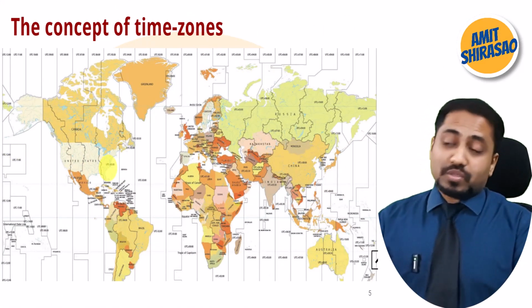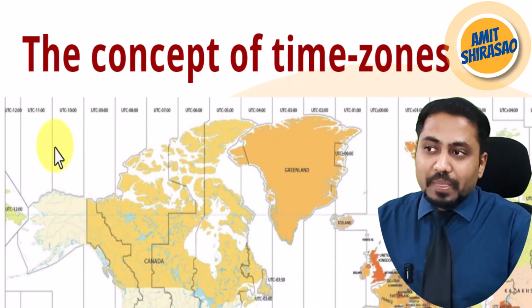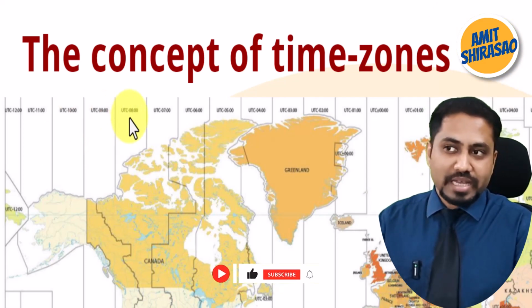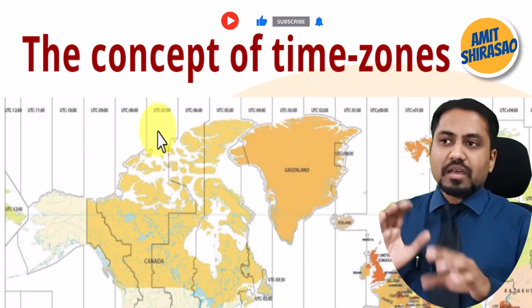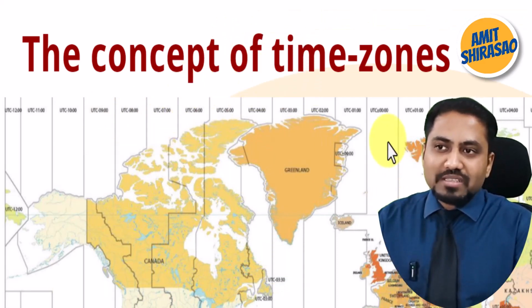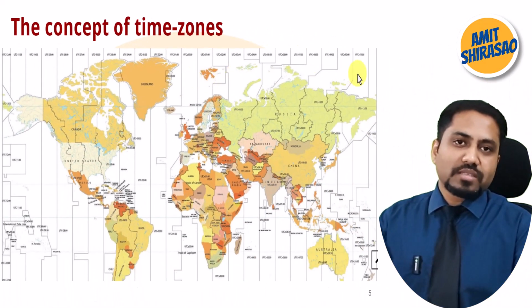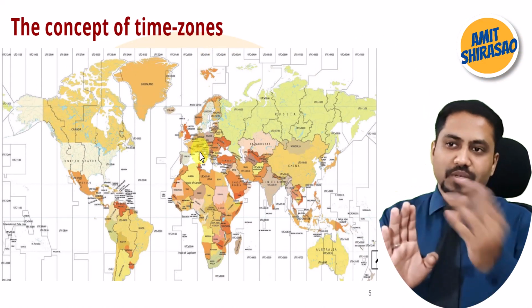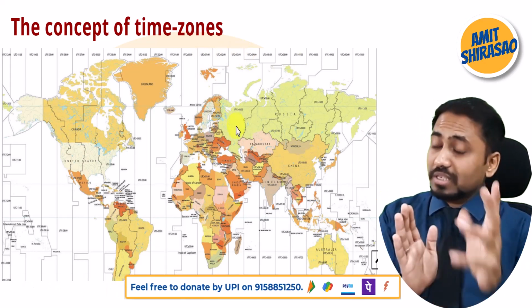Now, the concept of time zones. This is a very important concept, guys. See, if you understand, UTC minus 10 hours, UTC minus 9 hours, UTC minus 8 hours. So these are stripes, okay? And this one stripe is called UTC. All the stripes towards its right are adding hours to it. Like this stripe is saying UTC plus 1 hour. This stripe is saying UTC plus 2 hours. This one is saying UTC plus 3 hours.